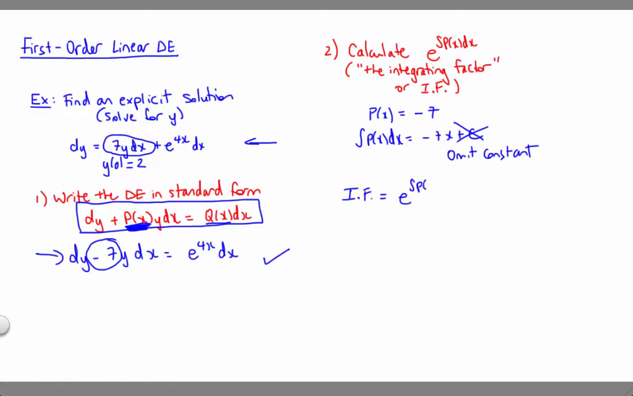All right, so now to get our integrating factor, let's write IF is equal to e to the integral of p of x. And now that we've done that integral, we know the correct exponent to put on here is negative 7x. So e to the negative 7x is our integrating factor.